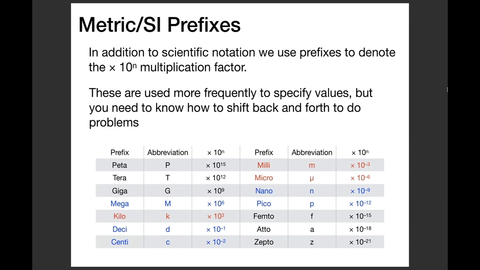Several of the metric and SI prefixes are outlined in this table. Of these prefixes, the most important ones for you to know that you'll encounter frequently are highlighted in red: k, times 10 to the 3 for kilo, m, times 10 to the minus 3 for milli, and the Greek letter mu, times 10 to the minus 6 for micro. Other values that you may encounter are outlined in blue: mega, deci, centi, nano, and pico.